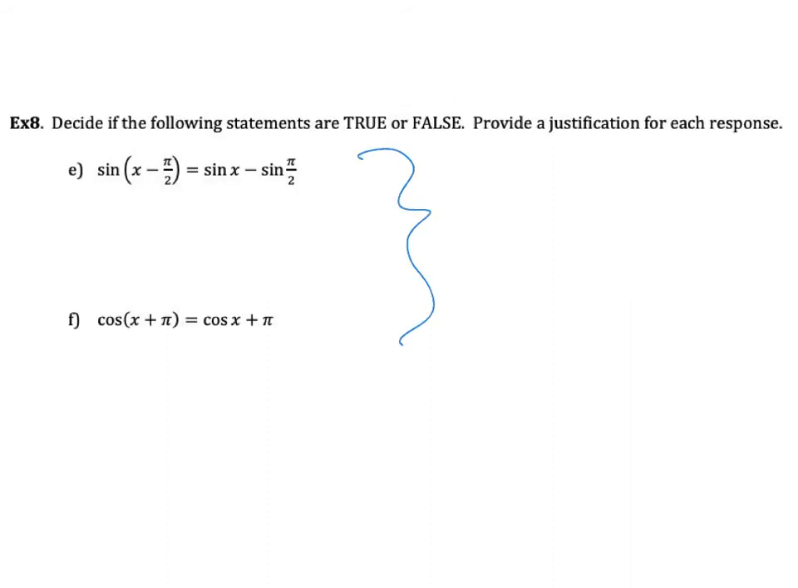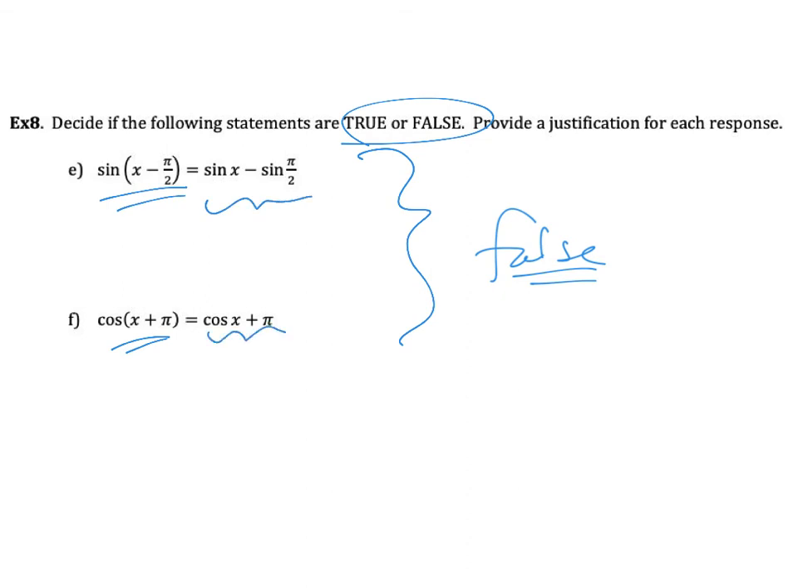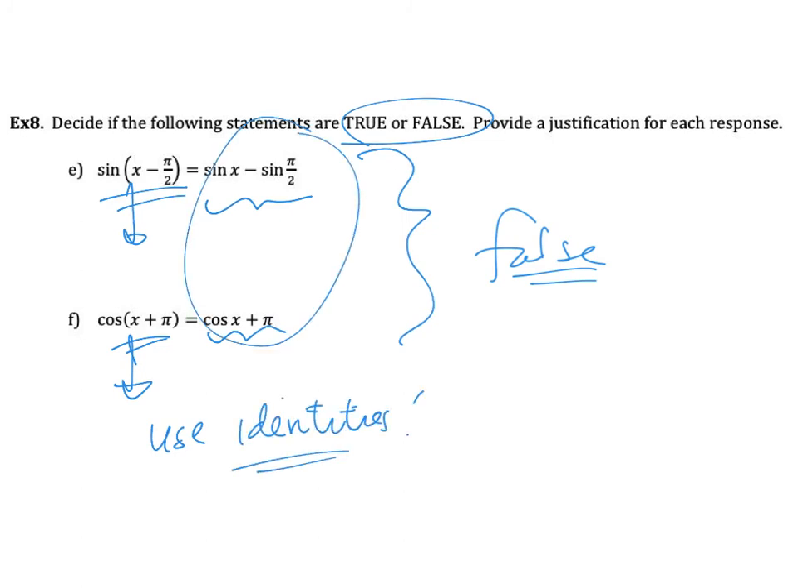I'm also not going to do this for you. True or false? I'm going to tell you both right here. They're false. Figure it out. Use your sum and difference identities and see if the left-hand side equals the right-hand side. So expand using your identities, and then see if they equal it. They don't. So go ahead and try that on your own.